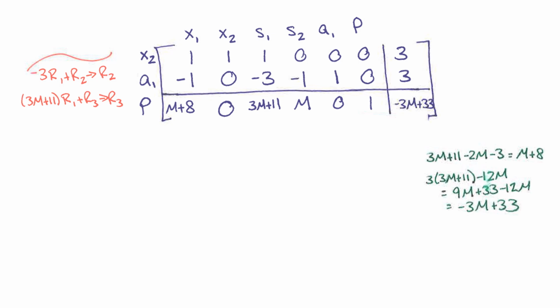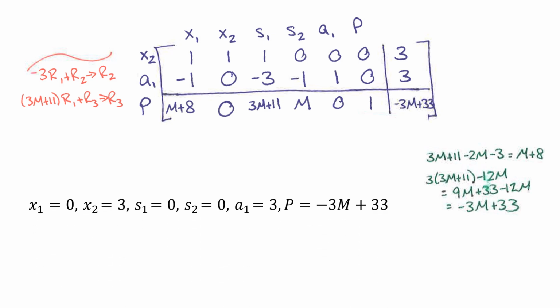Now, this tableau is optimal because there are no negative values in the bottom row to the left of P, so we can't choose a pivot column. So let's look at the solution to this modified problem. x1 is 0, x2 is a basic variable, represents row 1, has value 3, s1 and s2 are 0, a1 is a basic variable, it represents row 2 and it has value 3, and p is a basic variable with value negative 3m plus 33.